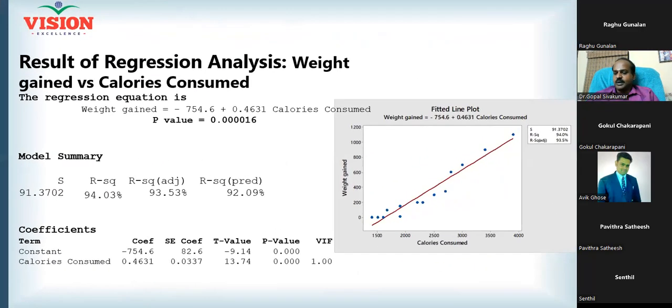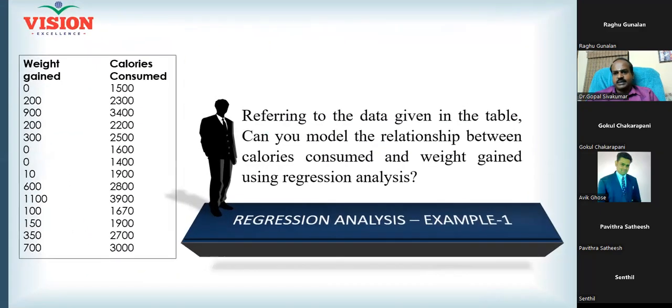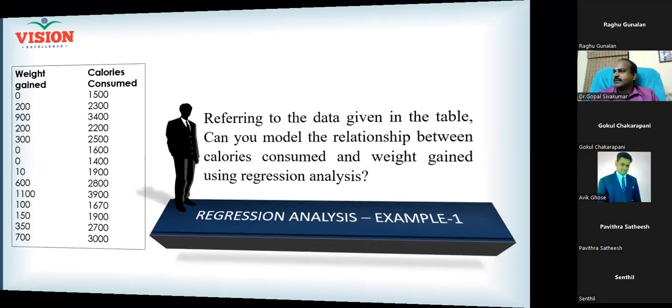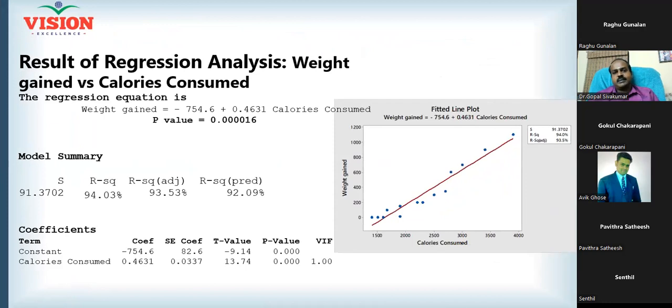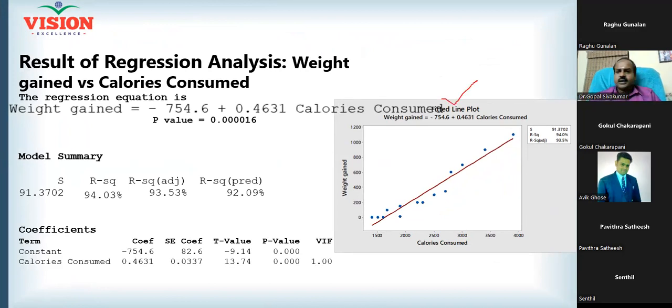So now for the same problem, this is the same problem only. It's not new. I already taught you calorie consumption and weight gain. So I just simply feed the data in Minitab, and Minitab will throw out this equation. You can also calculate it manually. And those of you who are seriously interested in strengthening your statistical knowledge, please do practice whatever I'm teaching. I'm okay to share the data with you, and you can practice it.